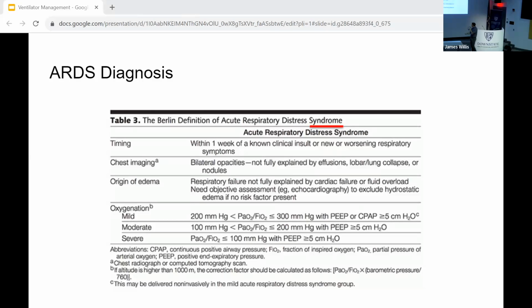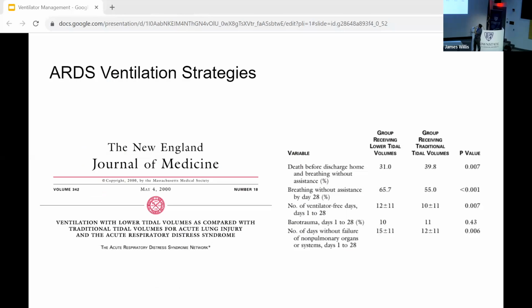underlying cause. So, timing: within a week of a clinical insult, one of those reasons, chest imaging that meets the criteria, bilateral opacities, it's not cardiogenic, and it has various severities. And we're not going to be talking about ARDS, we're just going to be talking about ventilation management. ARDS ventilation. This is the ARMA trial. This is back in 2000.